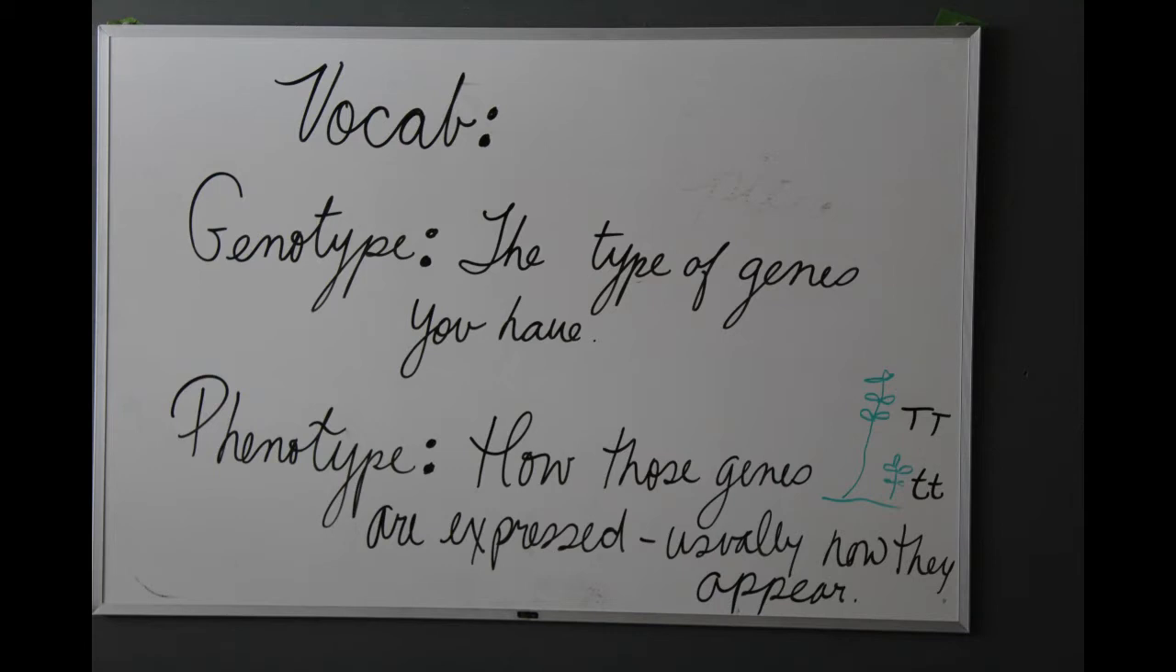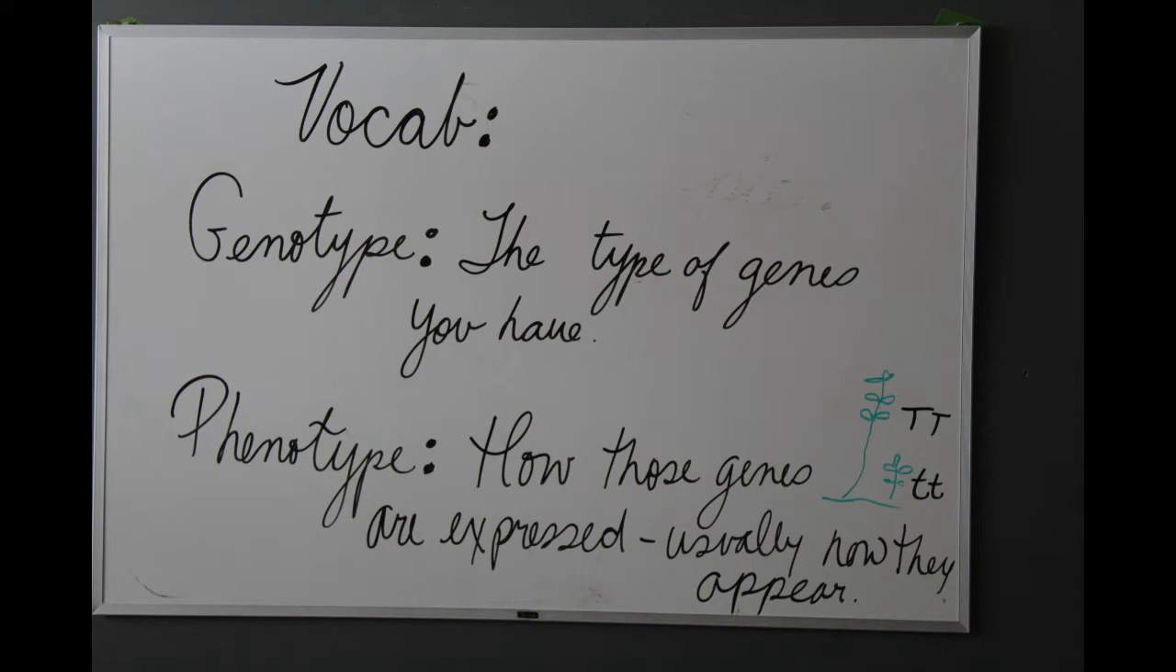So genotype is fairly easy to remember because it just means the type of genes that you have. And we're going to use capital letters to stand for dominant genes, and we're going to use lowercase letters to stand for recessive genes. So the genotype will be annotated with letters basically.